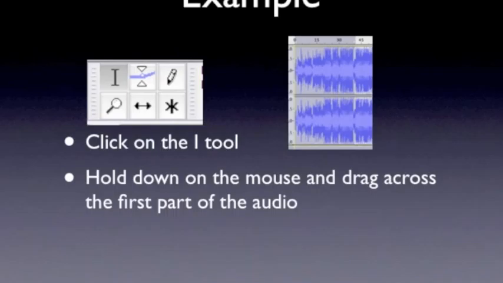Example. If you look up at the left hand side of Audacity, you have a little box with six little tools in it. You need to highlight the I box, and you do this by holding down on the mouse and dragging it across the first part of the audio. I have a picture of what that looks like, and this is what you'll do. Do not double click it. Something may happen. Just hold and drag across to get the effect that you need.